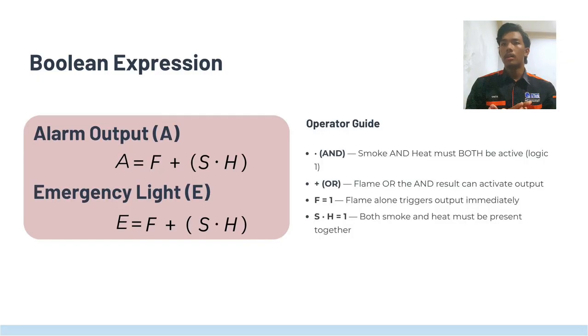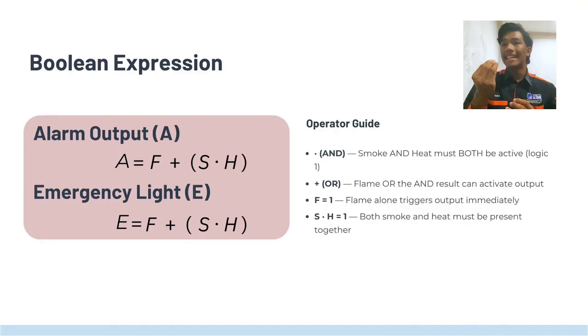Now I will explain the Boolean expression used in our system. Our system has 3 inputs: the smoke sensor, heat sensor and flame sensor. The outputs are the alarm and emergency light. The Boolean expression for our system is A = F + (S · H). This means that the alarm will be activated if the flame sensor detects a flame, or when both the smoke sensor and heat sensor detect smoke and heat at the same time.